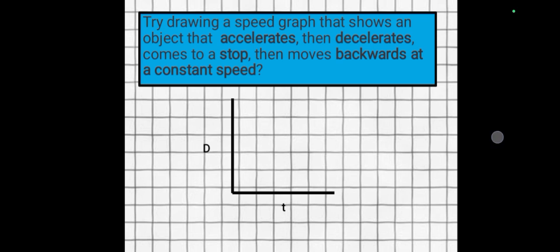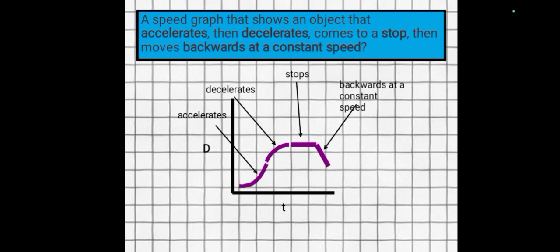Okay, and the answer here is: first it accelerates, meaning to say it's getting faster. So the slope should be a curved line bending towards distance. And then it decelerates, so the slope bends or curves towards time. Okay, so that's acceleration, then deceleration. Next is come to a stop, so it's a flat horizontal line. And lastly, it goes backward, back to its starting point at a constant speed. So the slope is a diagonal straight line all the way down to the starting point at zero position.